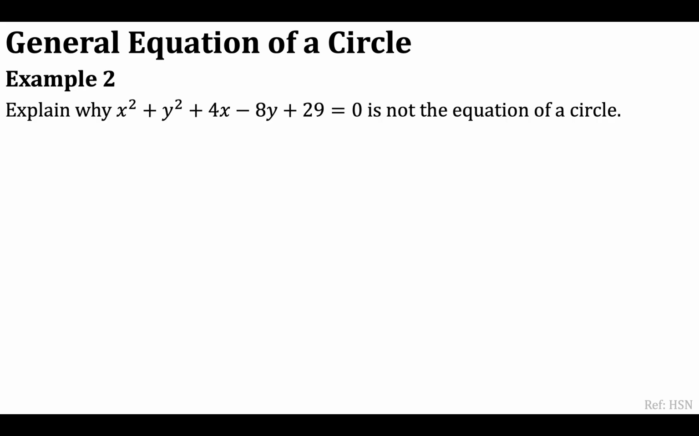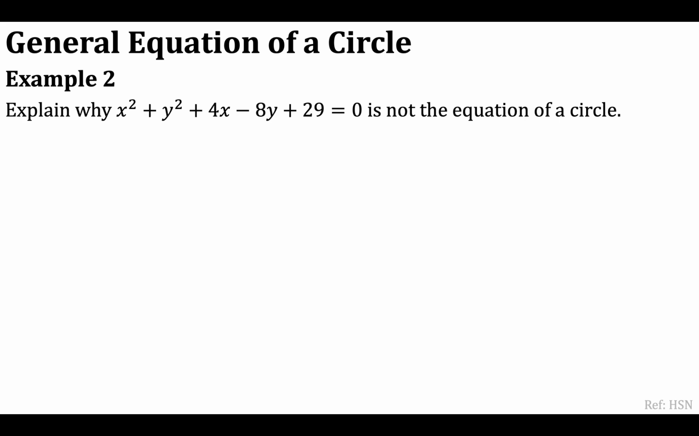So welcome back, folks, and we'll take a look at a second example here. Now we're asked to explain why x squared plus y squared plus 4x minus 8y plus 29 equals 0 is not the equation of a circle. So remember, in order to have a circle, we need a centre, which we would be able to get from this. It would be negative 2, positive 4. And we also need a radius.